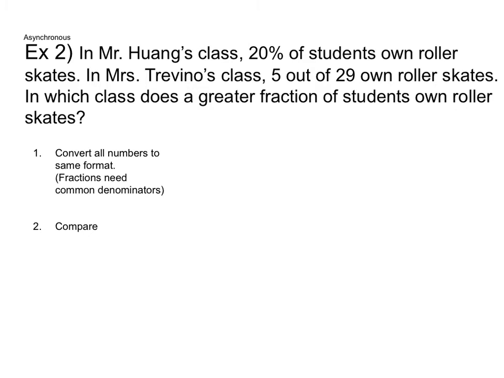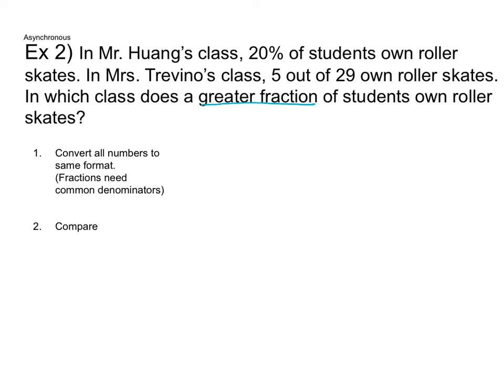So here's our first example. In Mr. Huang's class, 20% of the students own roller skates. In Mrs. Trevino's class, 5 out of 29 own roller skates. In which class does a greater fraction of students own roller skates? In this case, it's actually asking for the greater fraction of students, so it's telling us to put it in fraction.